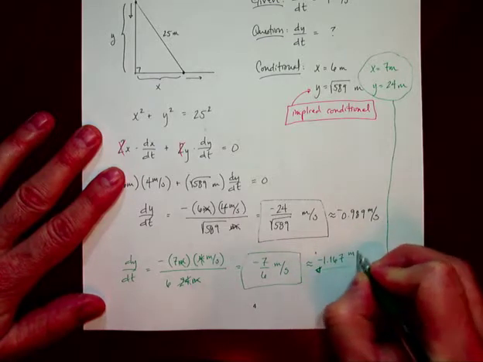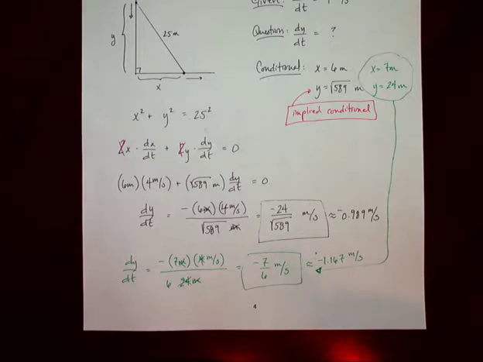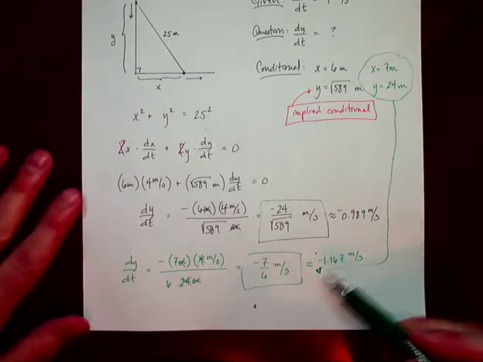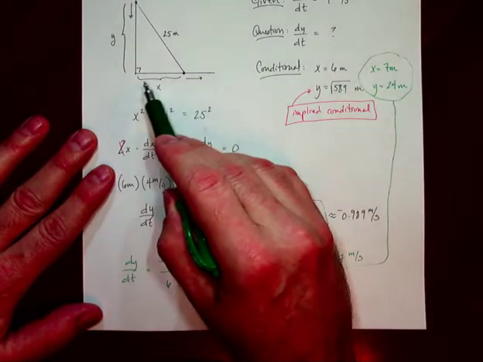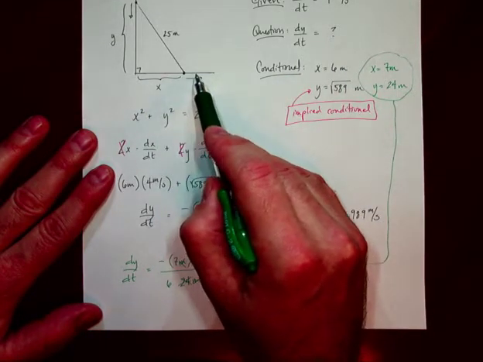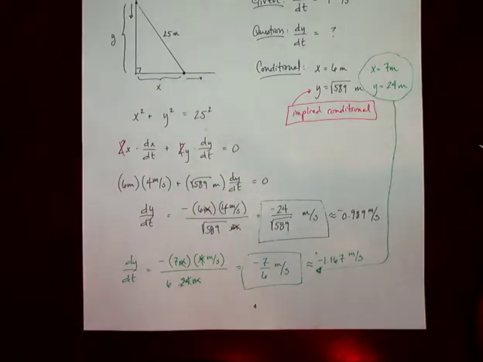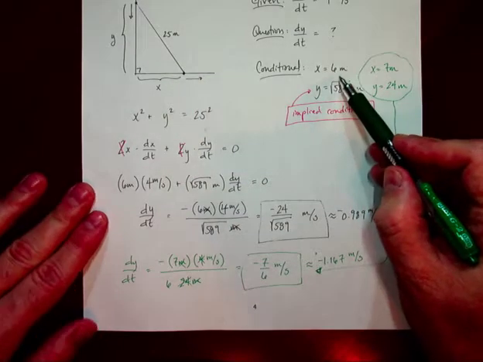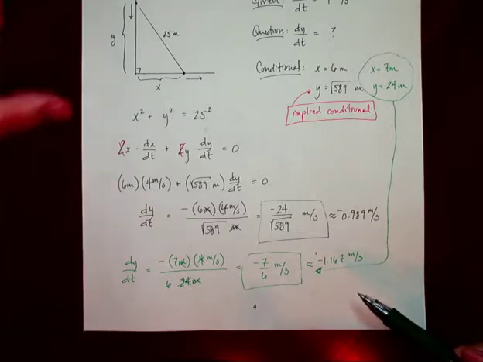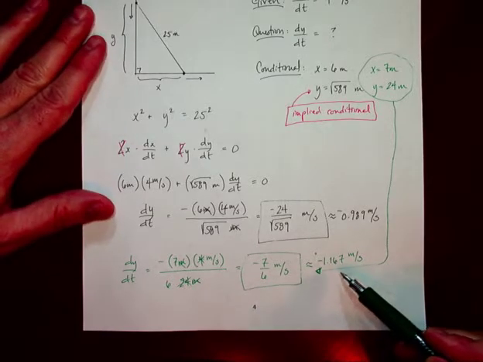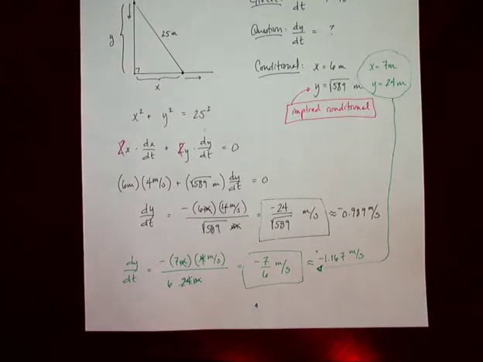negative 1.167 meters per second. So it's obviously speeding up as it's going down, because when it is slid 1 more meter away from the wall, at a future time from x equal to 6, the rate at which it's coming down the wall is going to be greater. It's going to have a greater absolute value, a greater magnitude.